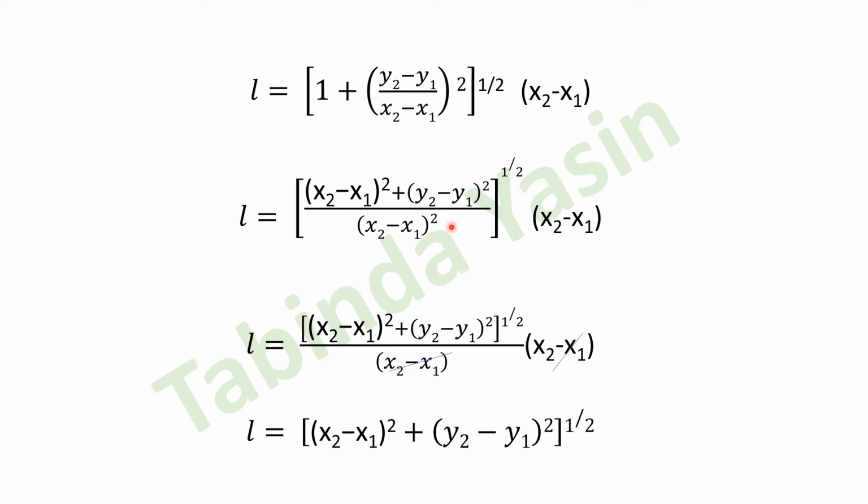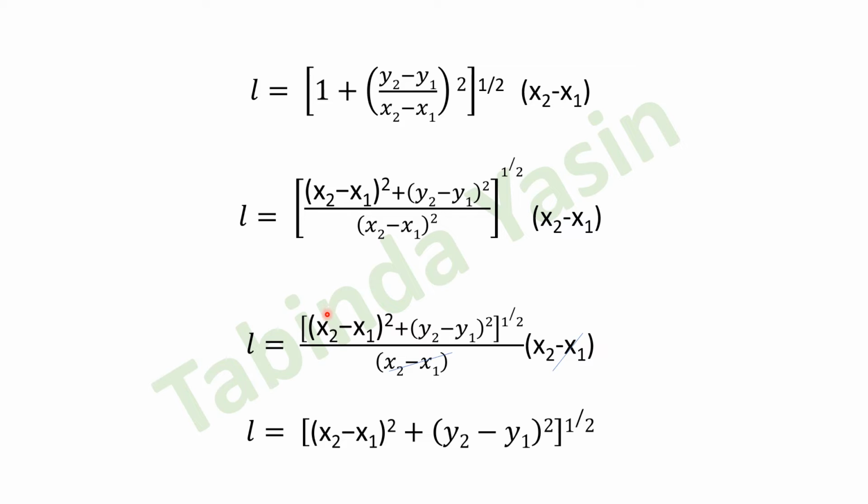(x2 minus x1) whole square, and taking the LCM, here there is no denominator term for 1, so 1 multiplied by (x2 minus x1) whole square, plus (y2 minus y1) whole square, with whole power 1 by 2, and that is over (x2 minus x1), multiplied by (x2 minus x1). Now we separate the power 1 by 2 above and below, so we get (x2 minus x1) only in the denominator, as the 2 and power 1 by 2 are cancelled here.